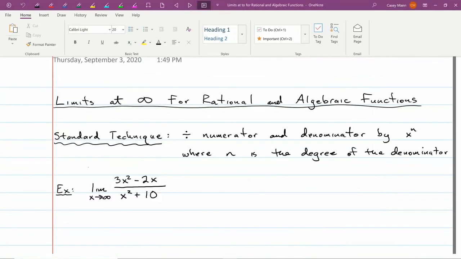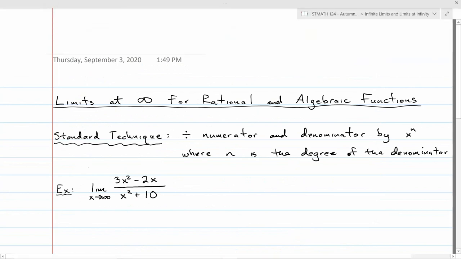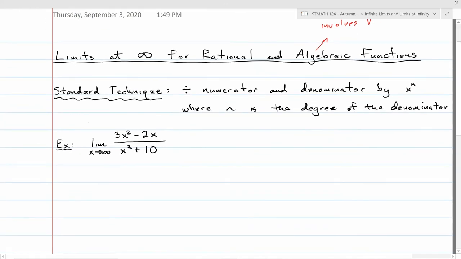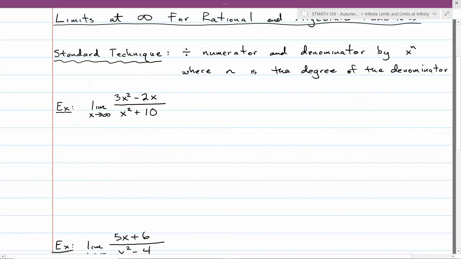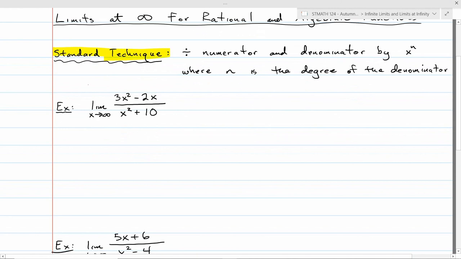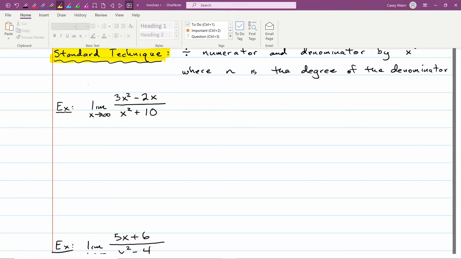Okay. Let's step it up. Let's look at rational functions and also algebraic functions. We know what rational functions are. We've talked about those previously. Algebraic functions just means it involves radicals. And there's this one really standard technique for handling these kinds of functions. The standard technique is divide the numerator and the denominator by x to the n, where n is the degree of the denominator. The degree of the denominator is just the biggest exponent that you see in the denominator.